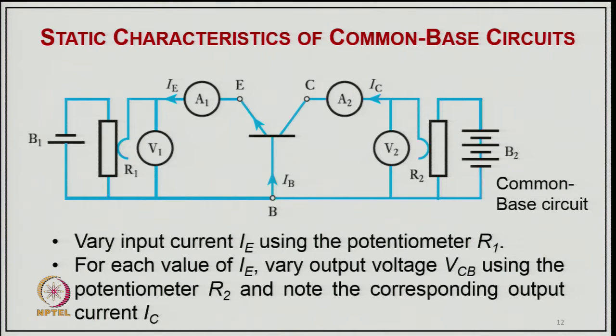So, we vary the input current IE using the potentiometer R1 here, and for each value of IE, we vary the output voltage VCB using the potentiometer R2 here, and note the corresponding output current, the collector current. So virtually, for a given emitter current, we look into the characteristic between the collector to base voltage versus the collector current. That characteristic we call it the output characteristic.